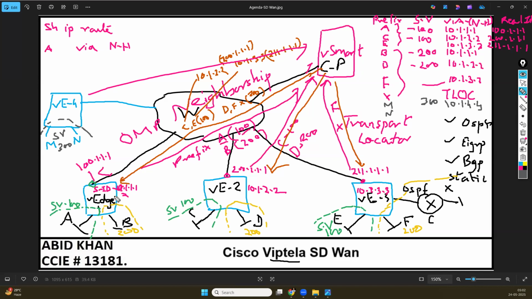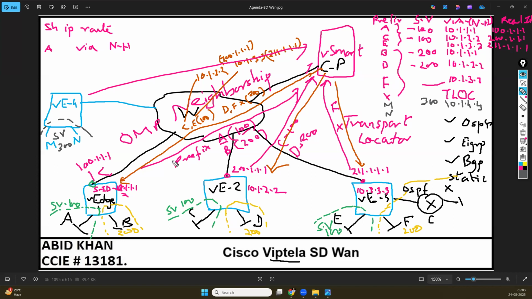There is no OMP running between the vEdges. OMP neighborship is only with vSmart. Every vEdge will inform about its prefixes along with service VPN information, along with TLOC, along with its real IP address, whatever. All this information they are supposed to pass on only to vSmart. And then vSmart's responsibility is to forward that information correctly to those other vEdges who need it.